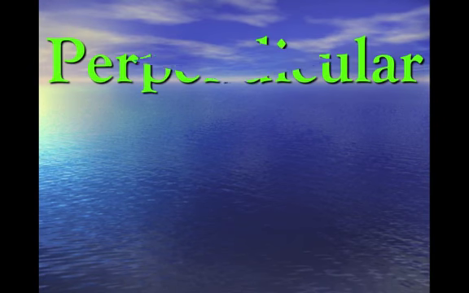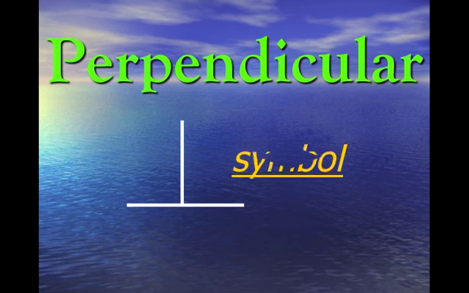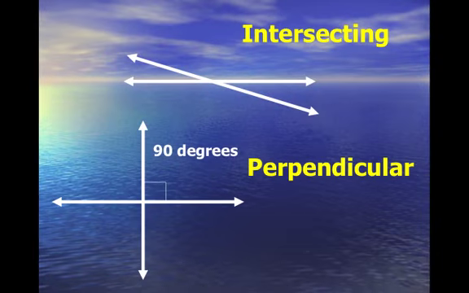Now, there's a special type of intersecting line, and that's your perpendicular lines. Here's the symbol for perpendicular. What I want you to know about perpendicular lines is, yes, they're intersecting lines. Two lines that are perpendicular cross. Literally, they make a cross. You would notice it as being a giant plus sign. But the very important thing about perpendicular lines is when two lines are perpendicular, they form a 90-degree angle.